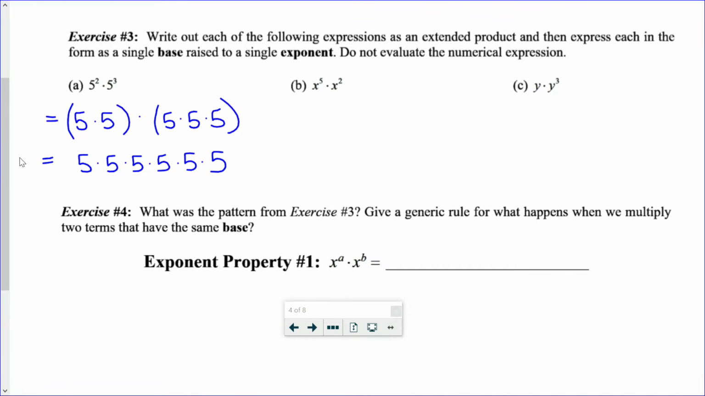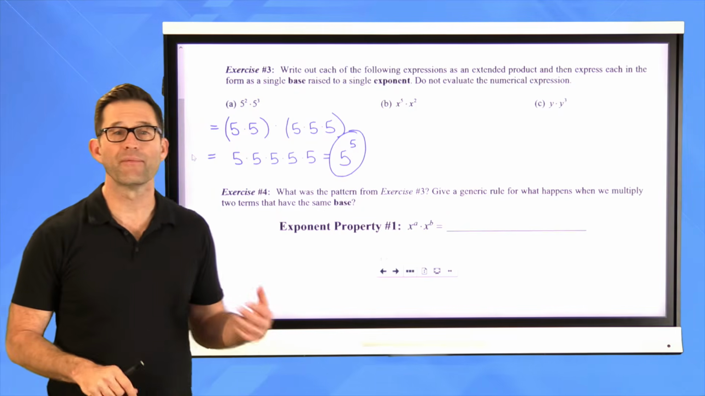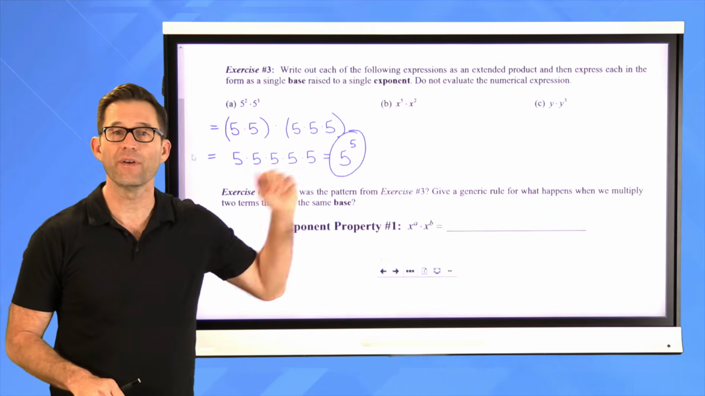And now what I see is I've got 5 times 5 times 5 times 5 times 5, etc., right? I think I have one too many 5s there. I do. It's good to get rid of the extra 5 that I don't need. And that's then 5 to the fifth. So 5 to the second times 5 to the third is 5 to the fifth.